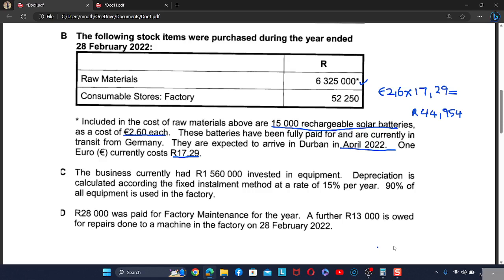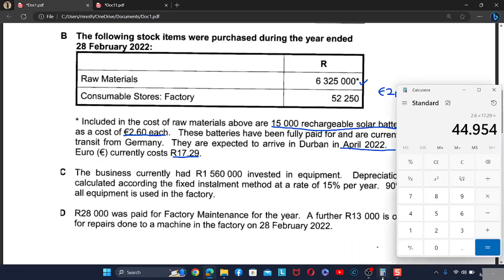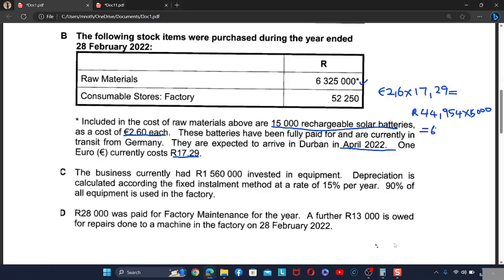Now we want to know how much the business paid, because the business bought 15,000 rechargeable solar batteries. We know that each battery is costing 44 rand, so we multiply by 15,000, which is 674,310. So this means that the business paid this much, and this amount is included here.